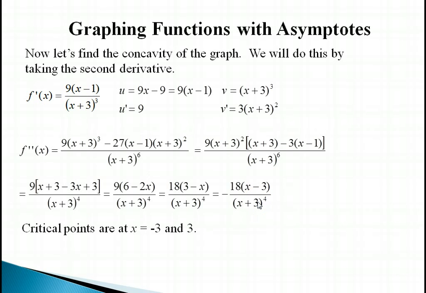Now we have critical points at negative 3 and 3. Remember, your critical points are wherever your numerator is equal to 0 or where your denominator is equal to 0. Now that we have our critical points, we're going to set up our number line.